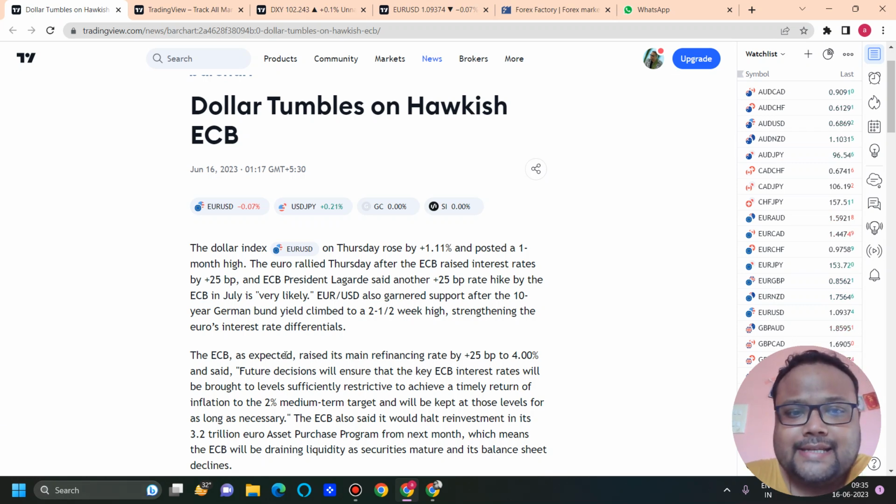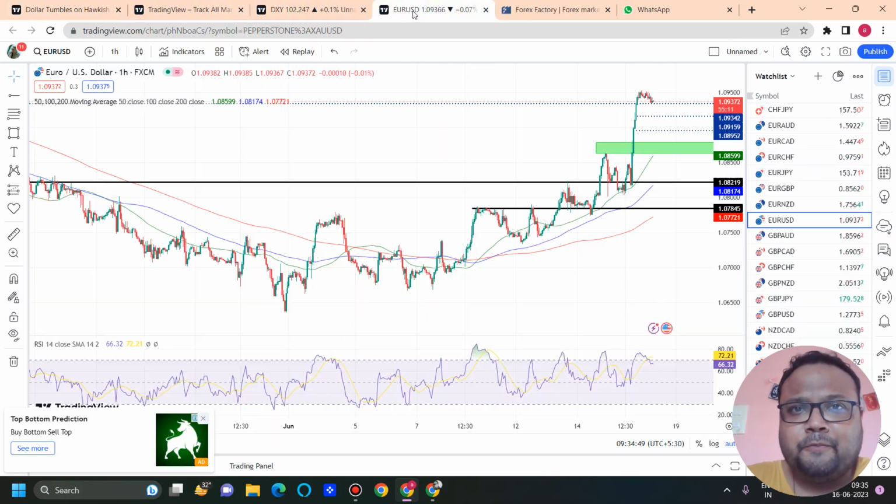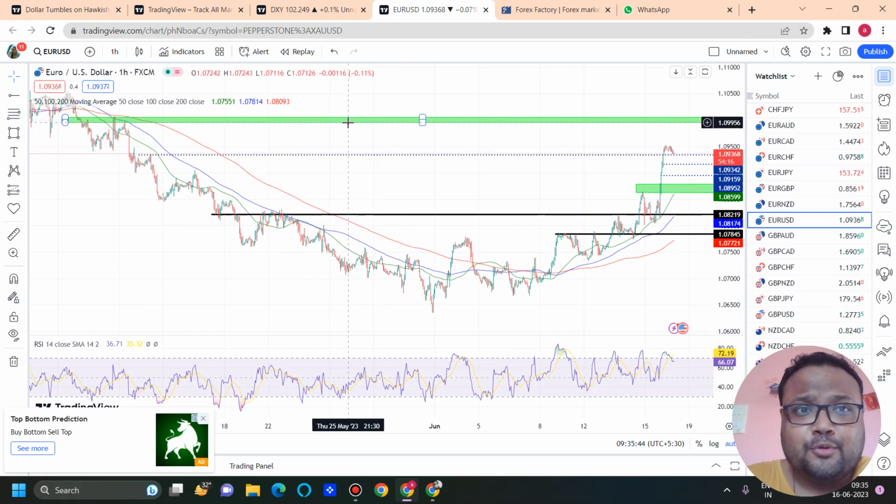The ECB, as expected, raised its main refinancing rate by 25 basis points to 4% and said future decisions will ensure that the key ECB interest rates will be brought to levels sufficiently restrictive to achieve a timely return of inflation to 2%. So fundamentally, euro is bullish right now. As a result, it's better and safer to look for buy positions only.